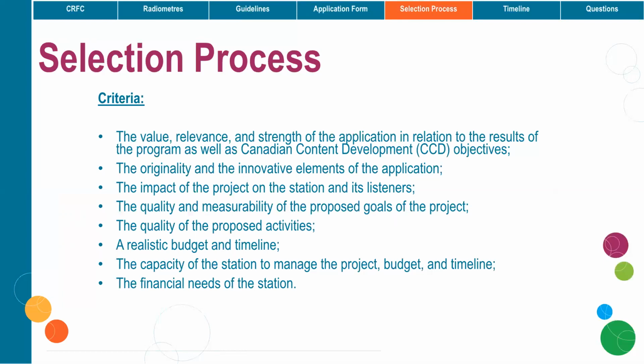You should also note that your history with the CRFC counts. If you did not communicate major changes to your funded project, or if you've sent reports late, for example, you can be penalized for that. And it's up to 20% of your final score. So let's say you have 100%, it can be lowered to 80%. If you are a new applicant or have never received funds from us, your score will stay the same.